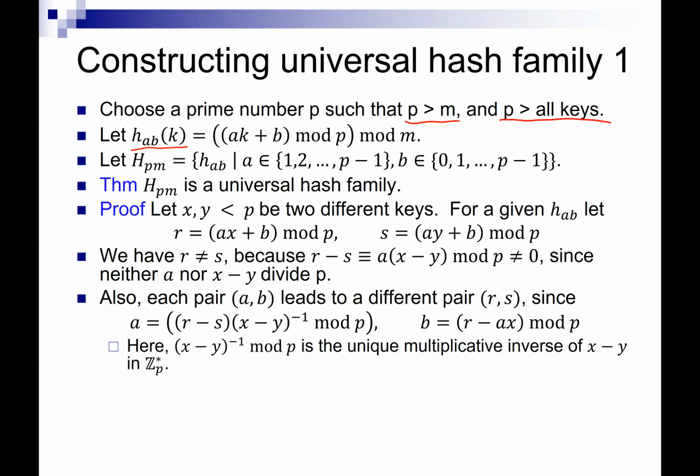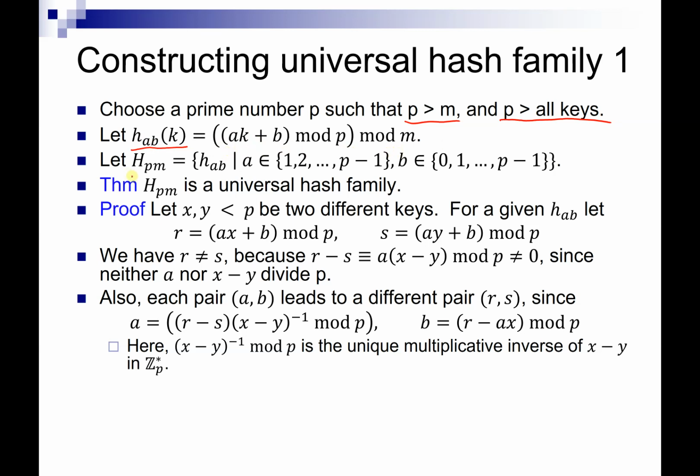The way this hash function works is that given a key k, we're going to multiply by a and then add b. Then we're going to take this modulo p, this big prime here, and then we're going to take another modulo the table size, modulo m. Now this is going to produce a value between 0 and m minus 1, and that's going to be one of the locations in our hash table. Our hash table has size m.